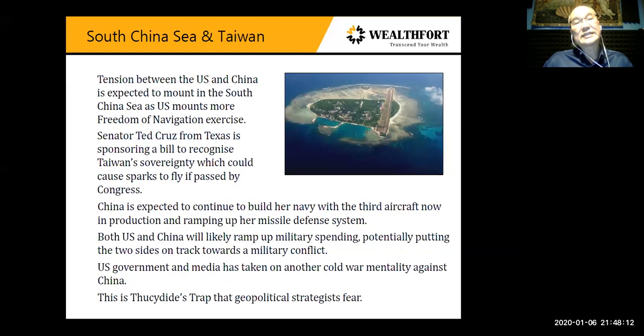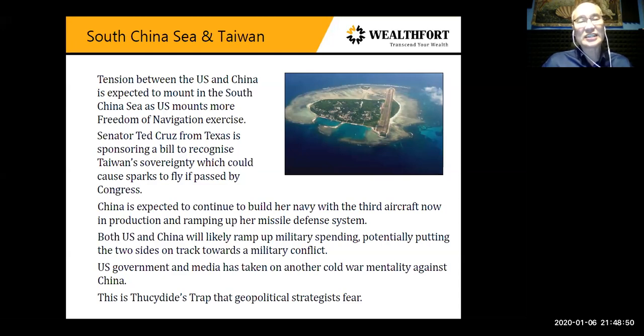So, South China Sea and Taiwan. Tension between US and China is expected to mount in the South China Sea as the US mounts more freedom of navigation exercises. Now, this is what I say would create more tension here. Senator Ted Cruz from Texas is sponsoring a bill to recognize Taiwan's sovereignty, which could cause sparks to fly if passed by Congress. So it's like the US is saying, hey, Taiwan, we treat you as another country.